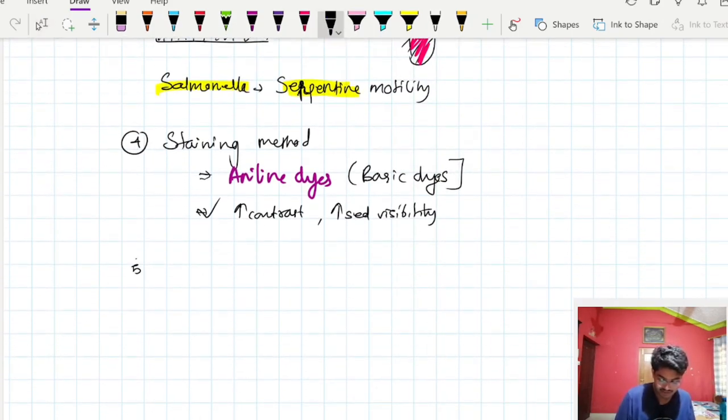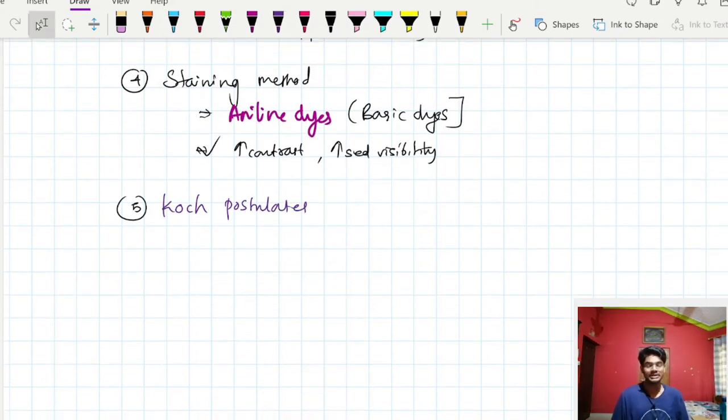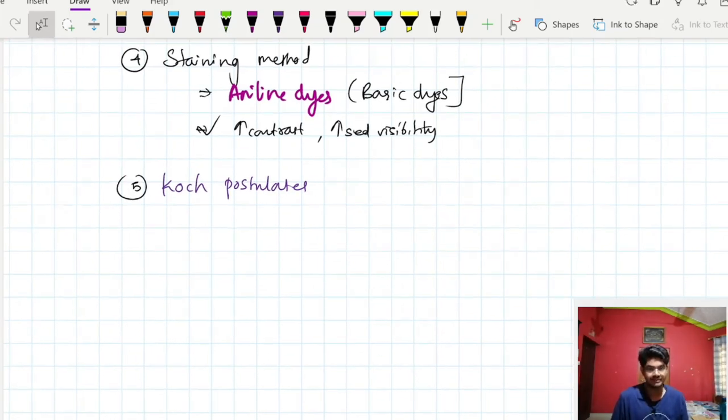Then the next innovation by him is the famous Koch postulates. There are four postulates under the Koch postulates, and one newly added postulate, and there is also another postulate called the molecular Koch postulate. So there are totally six postulates, but the four were originally defined by him, and the newly added one is the fifth postulate, and then there is the molecular Koch postulate.